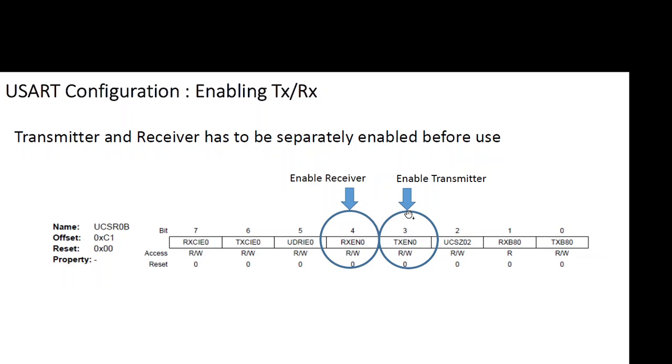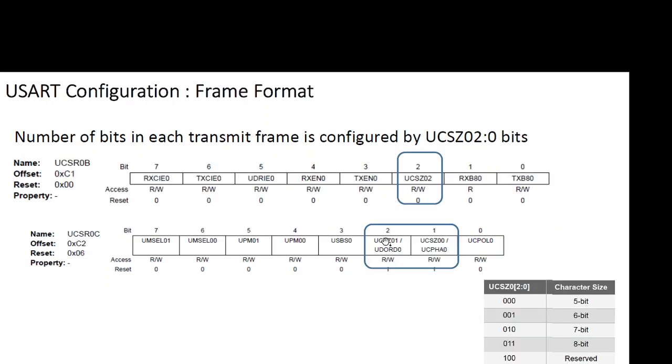So we only have to set the transmitter in this case. Other than those two, we have to set the number of data bits in our frame. Typically we are using 8 bits, but if you want to use 5 bits, 6 bits, 7 bits or 9 bits, that is also possible.